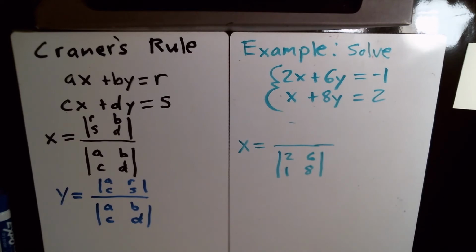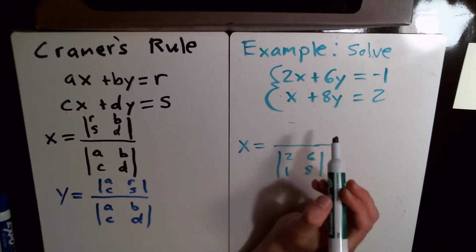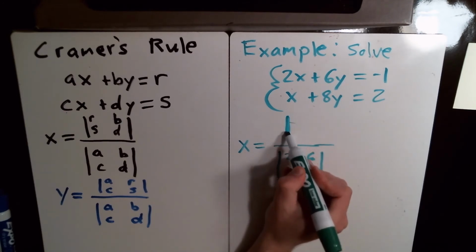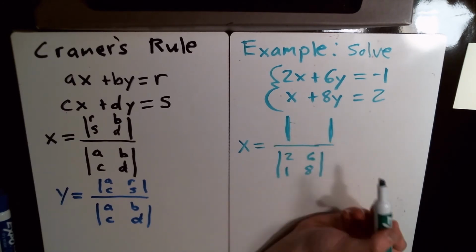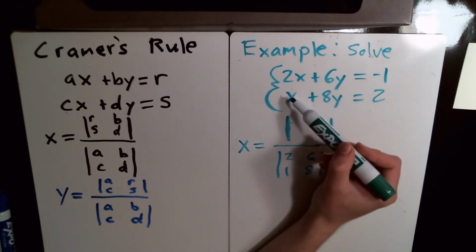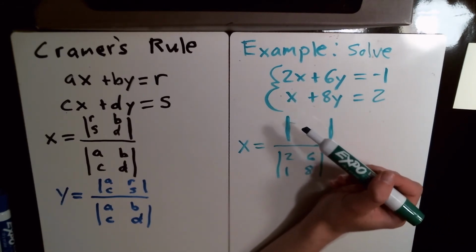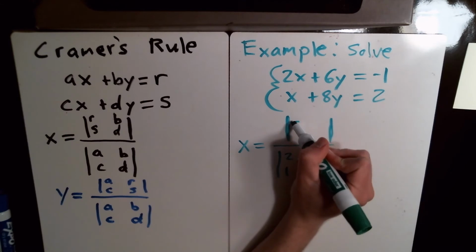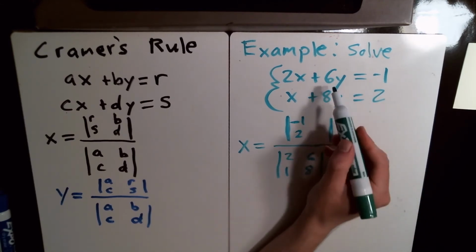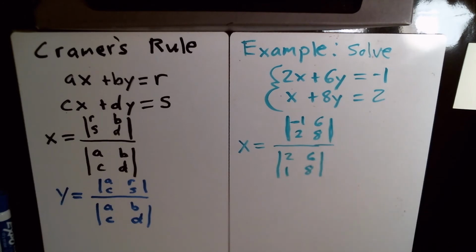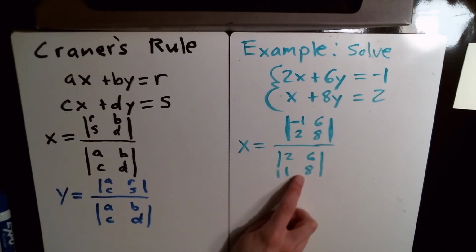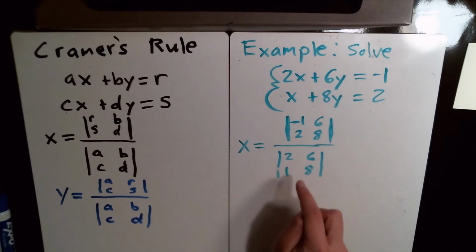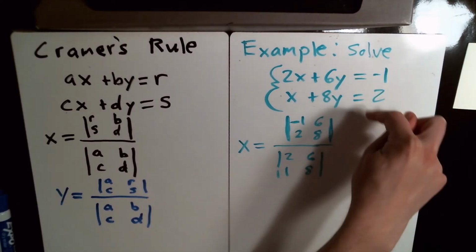We just take the determinant of the matrix, and what goes on top is another determinant. But since x is the first variable, we replace that first column with these numbers here. So I put in -1, 2, and then 6 and 8. I just keep the same determinant as what's down here, only since x is the first variable, you replace the first column of this with the numbers that are over here.